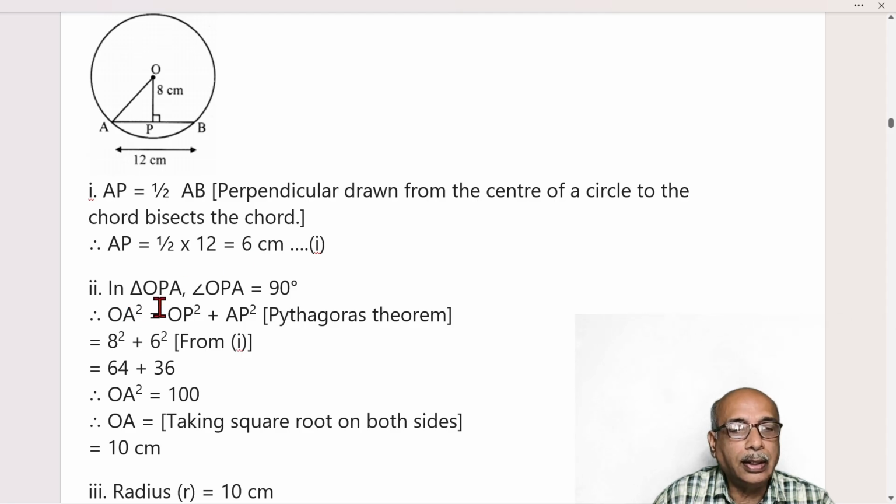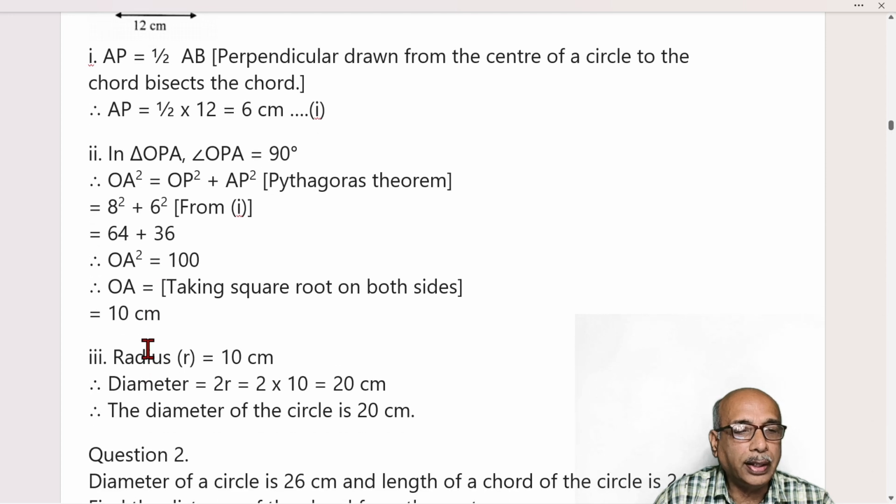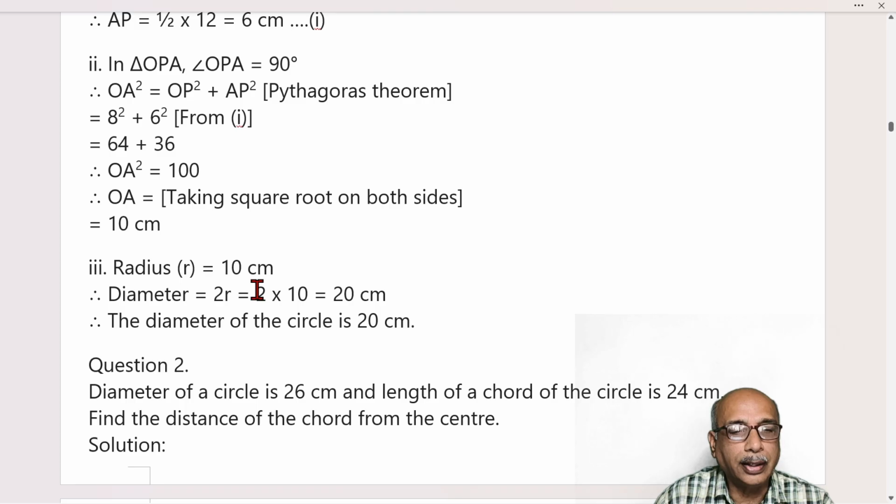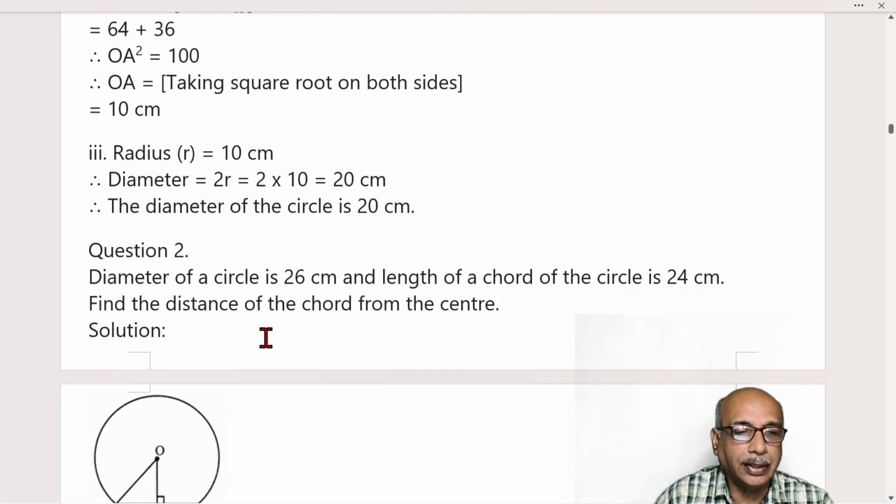In triangle OPA, angle OPA equals 90 degrees. Therefore, by Pythagoras theorem, apply Pythagoras theorem in triangle APO and simplify, you will get OA equals 10 cm. Radius equals 10 cm. Therefore, diameter equals twice radius equals 20 cm. Therefore, the diameter of the circle is 20 cm.